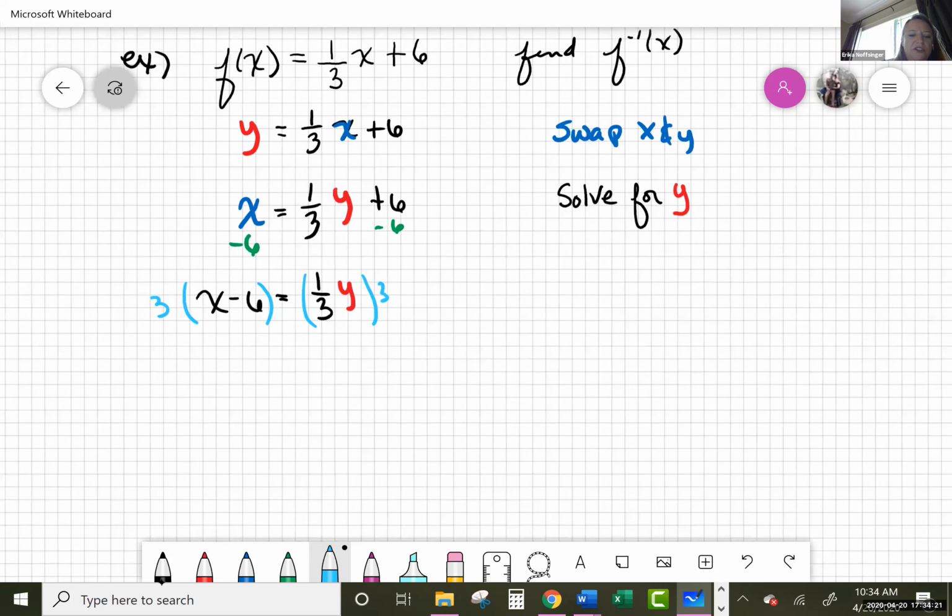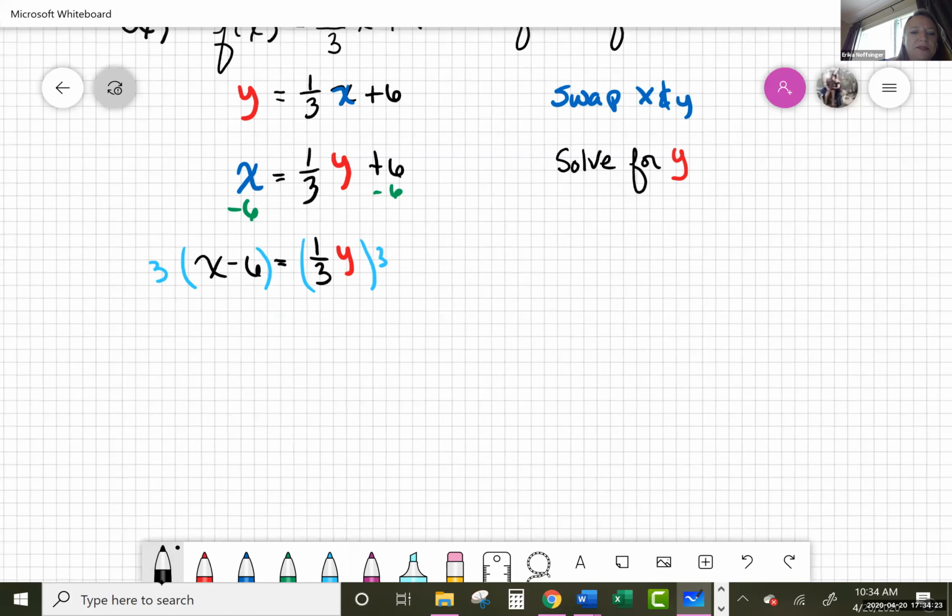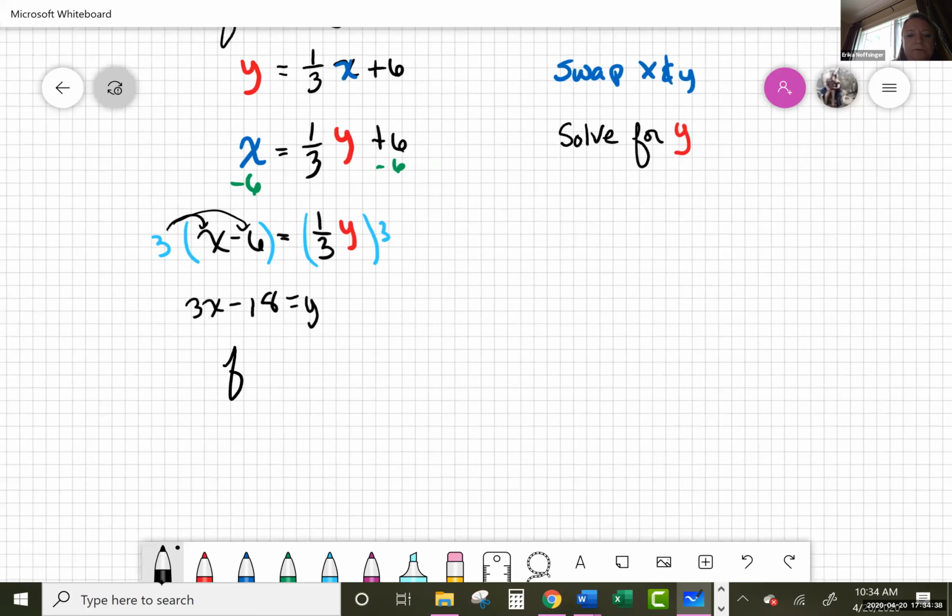And so distribute our 3. We get 3 times x, which is 3x, minus 3 times 6, which is 18, equals y. So we just found what our inverse function is. So f inverse of x in our case is 3x minus 18.